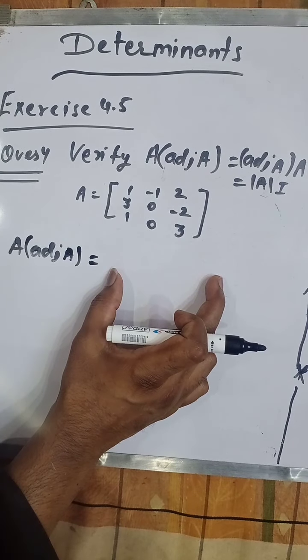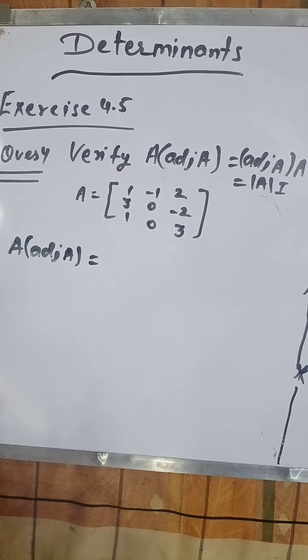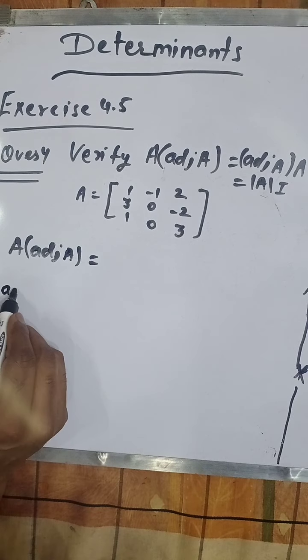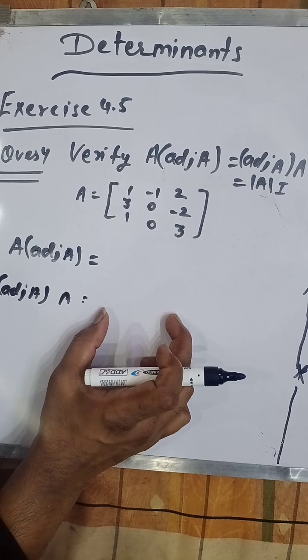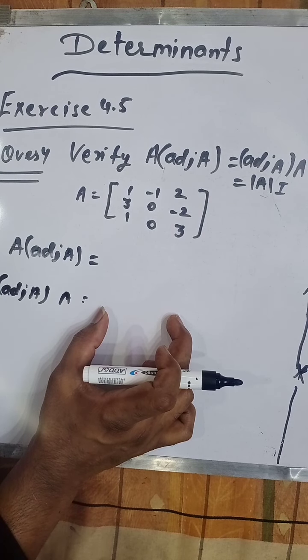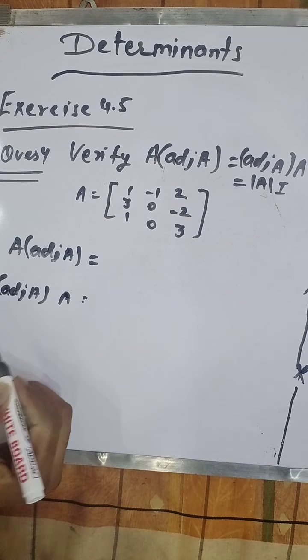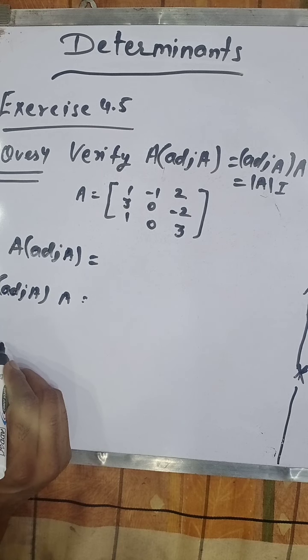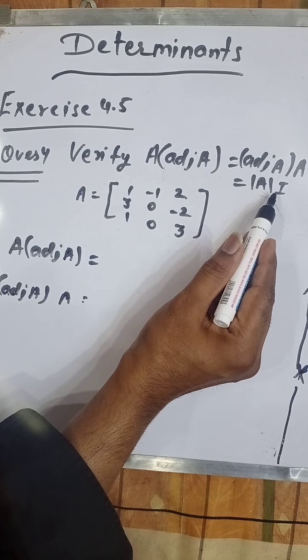Then you have to multiply in the same order. First you have to write A, then adjoint A, and then find the product. I know you can find the product of two matrices. After that, first you have to write the matrix of adjoint A, then A, and then find the product. At last, in the third part, you will take determinant of A into I.